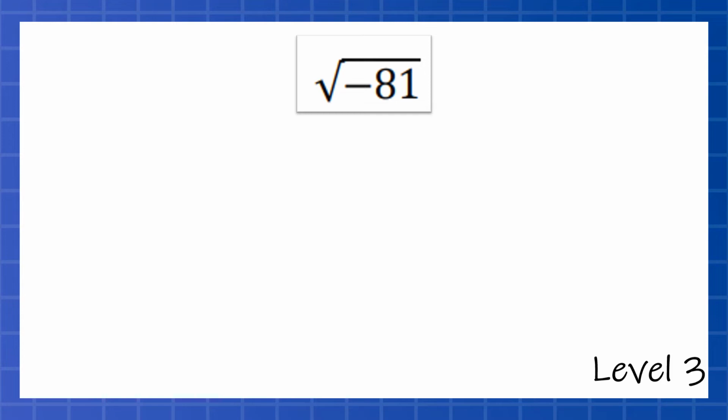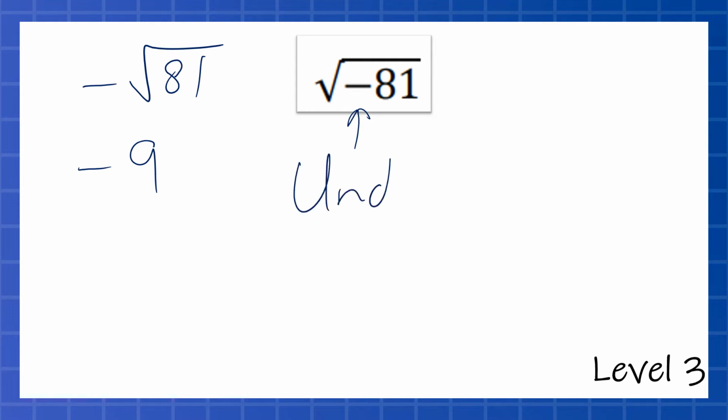Here's an example of the negative underneath the square root. So if you're not paying attention, you might go, oh, I'm going to square root 81, and I would get 9, and then I would get a negative. But that's not true. That would be negative square root of 81, would be negative 9. When we have a square root with a negative underneath it, we say undefined. You'll also hear does not exist.